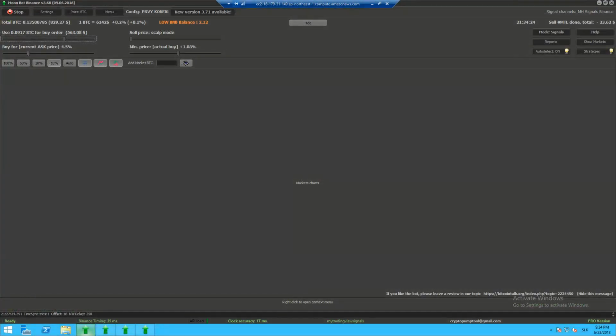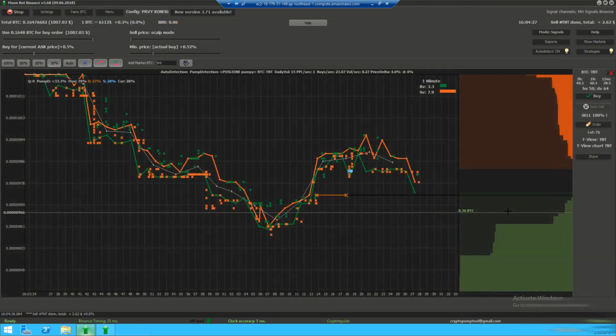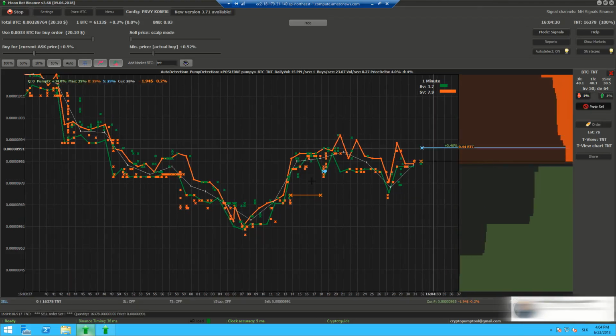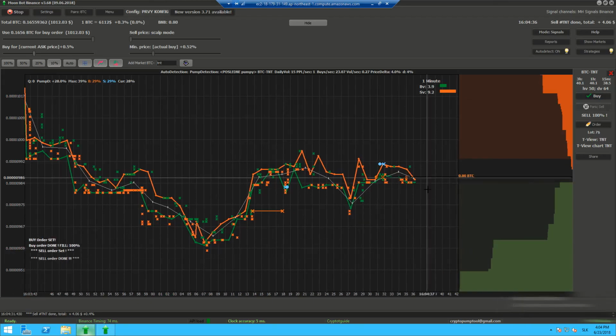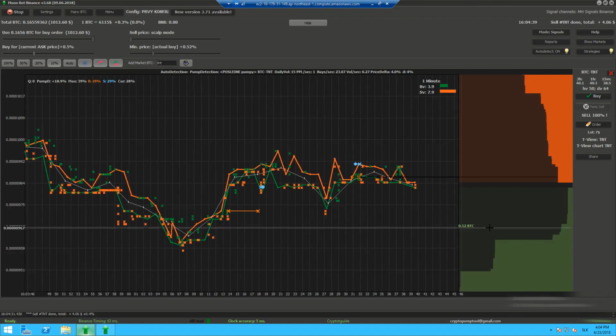And why is Moonbot the best platform for scalping? Because the only thing you need to do is this. First, you set the basic parameters like buy order size, buy price, and sell price. And then you just click on the chart or on the buy button and wait for your sell order to be filled. Another advantage while scalping with Moonbot is that you can do trades and see them in real time.